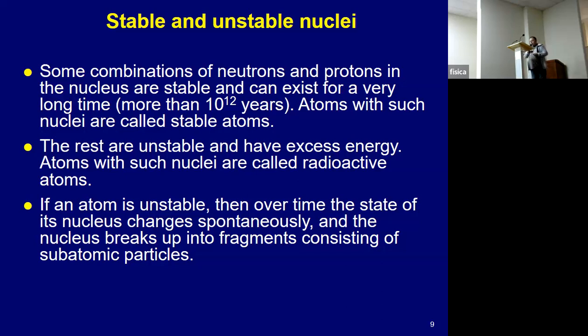If an atom is unstable, then over time, the state of its nucleus changes spontaneously, and the nucleus breaks up into fragments consisting of subatomic particles. This process is called nuclear transformation or nuclear decay when it occurs in the nucleus of an atom. For example, hydrogen 1 and hydrogen 2 are stable atoms. On the other hand, hydrogen 3 or tritium is an unstable atom, or radioactive.